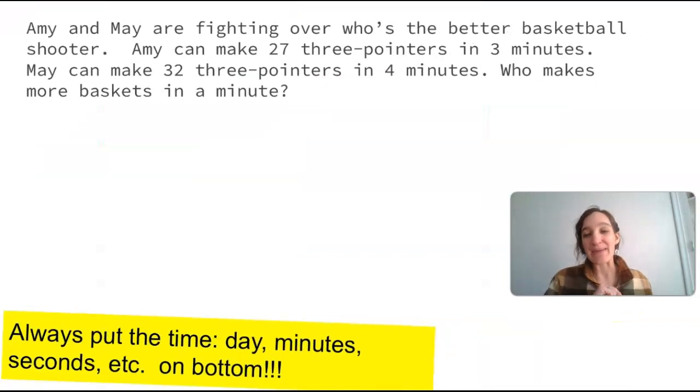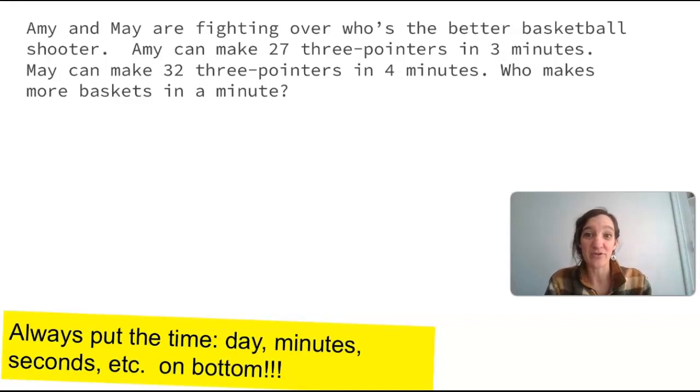Okay. Amy and May are fighting over who's the best basketball shooter. Amy's like, I'm the best 3-point shooter. And May's like, no, you're not. I am. And they're bickering back and forth. No, I am. No, I am. Amy's like, listen, I can make 27 3-pointers in 3 minutes. And May's like, well, I can make 32 3-pointers in 4 minutes.